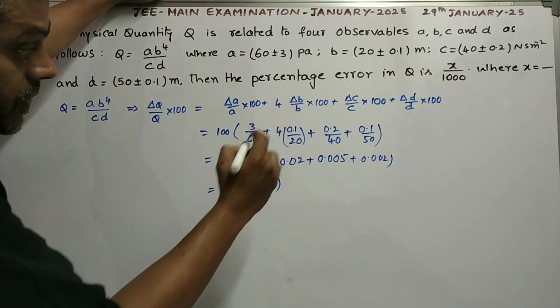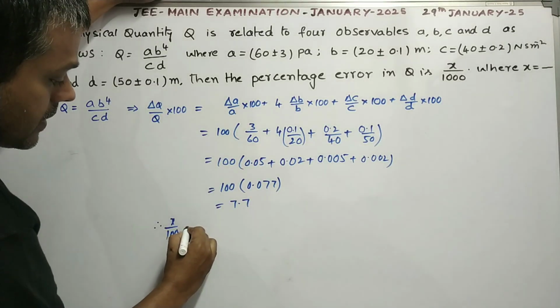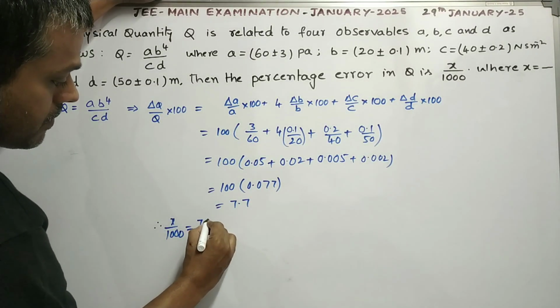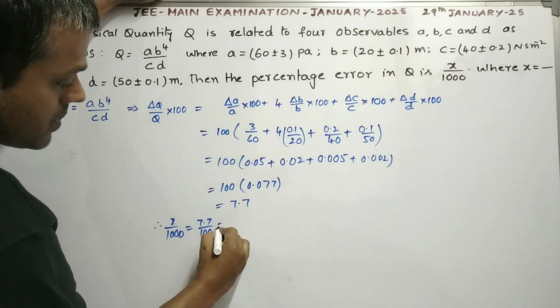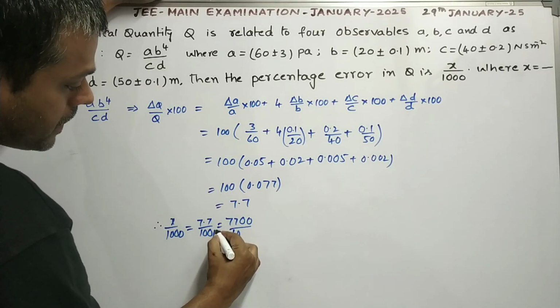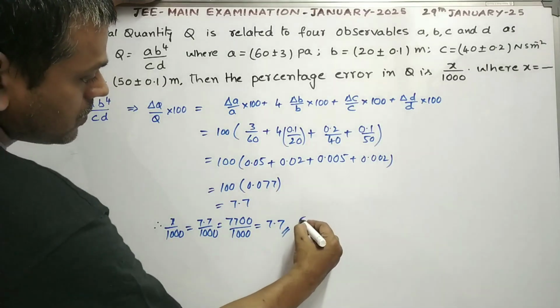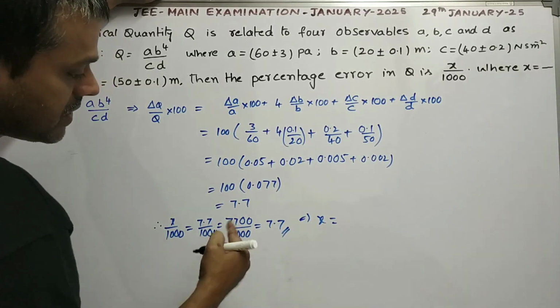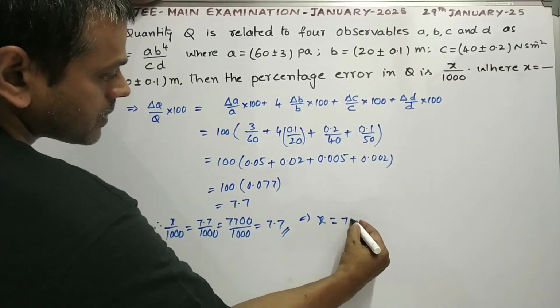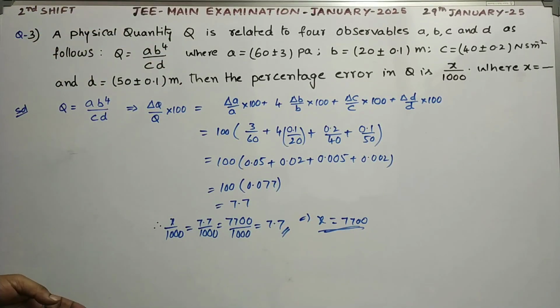But in the given question, x is equal to what? So it may be right. Therefore, x by 1000 is equal to what? 7.7 by 1000 is equal to 7,700 by 1000, which is equal to what? 7.7. So according to the given option, that means given x is equal to what? 7,700. This is the answer for this question. Okay, right.